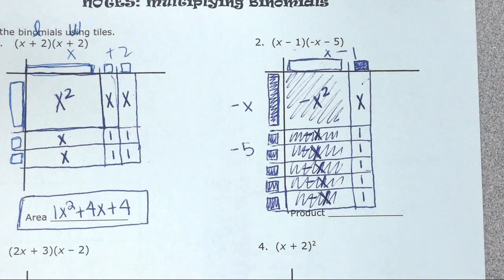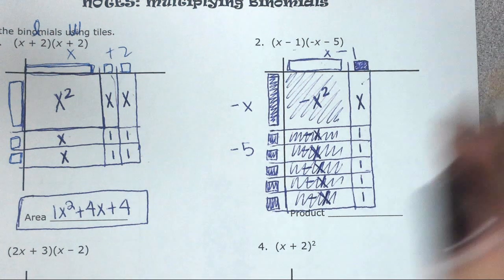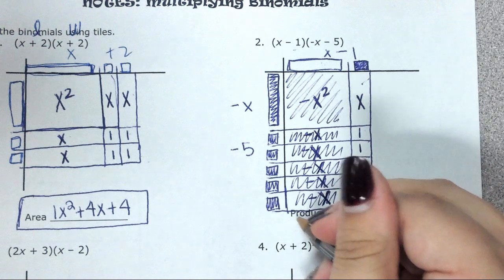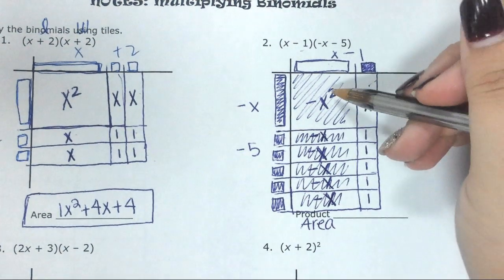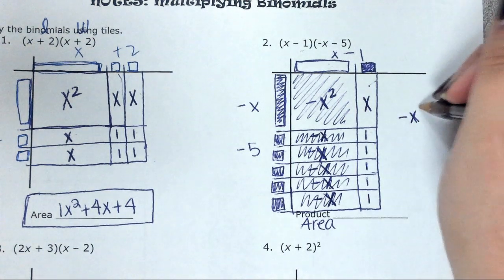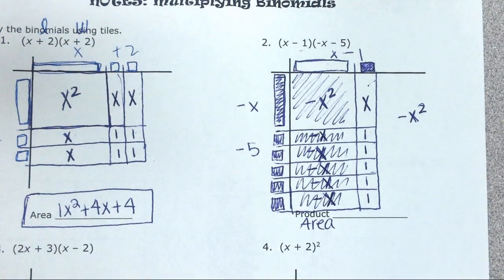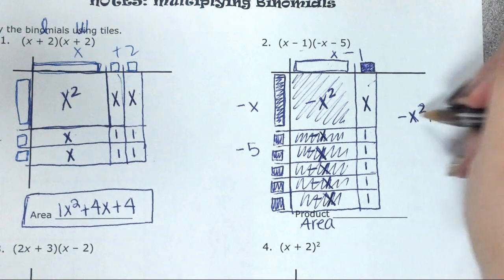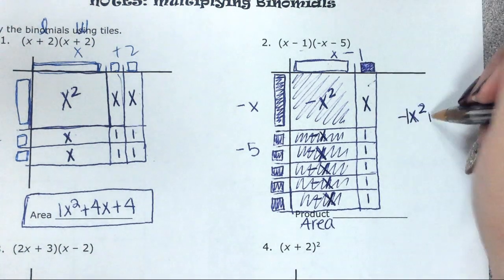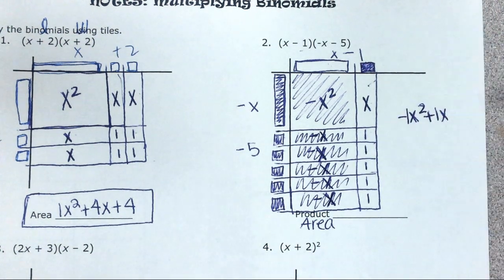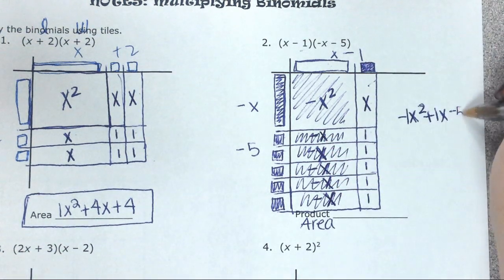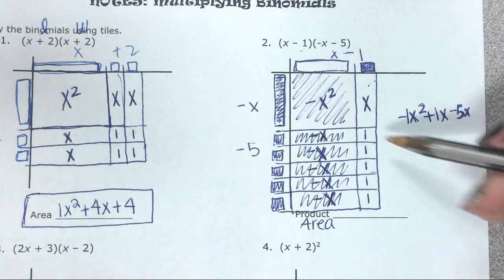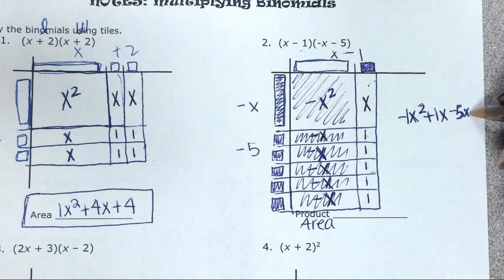So what am I left with inside this time for my area? And by the way, when you see the word product, that means area. That's actually a test question. I have a negative x squared. I'm going to write it up here. Okay. I have one negative 1x squared because there's one of them. I have one positive x and 1, 2, 3, 4, 5 negative x's. And then I have 1, 2, 3, 4, just 5 little ones.